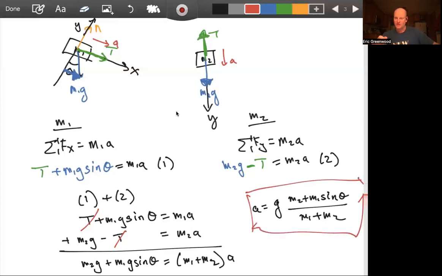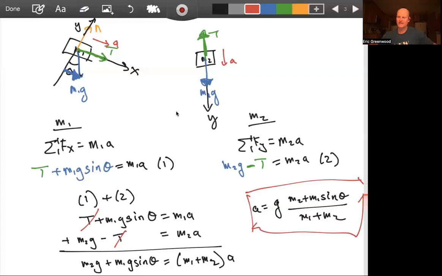Now, first note that since the acceleration is positive, the direction of the acceleration that I found was correct, because if I got a negative sign, all that would mean is that the acceleration is in the opposite direction. But here, since I chose that m1 was going down the plane and m2 was accelerating downward, the fact that the acceleration is positive tells me that I chose the right directions.